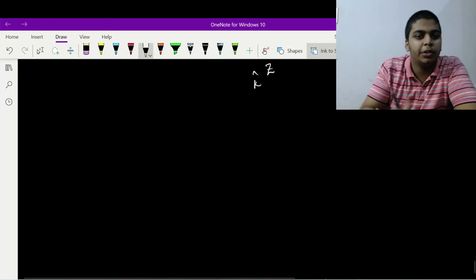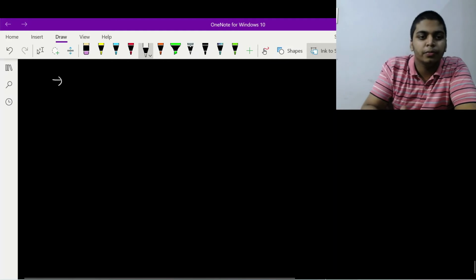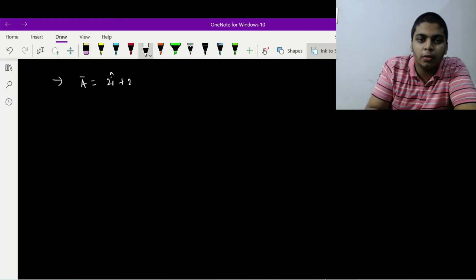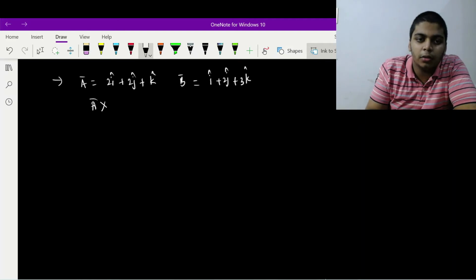Now I'll be showing you how cross product works, and how you calculate when you are given a problem based on cross product. So if you are given an a bar which is 2 i cap plus 2 j cap plus k cap, and a b bar which is i cap plus 2 j cap plus 3 k cap, and you are asked for the vector a bar cross b bar, how do you do the cross product of this?